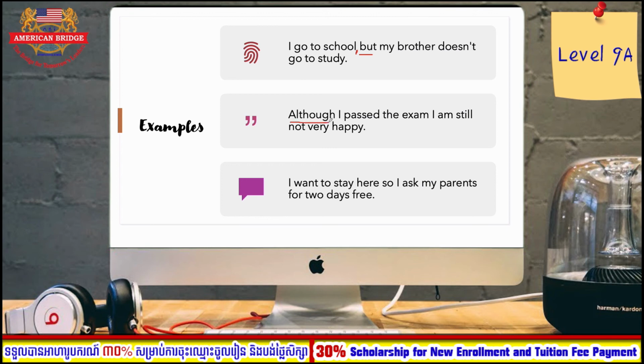Although I passed the exam, I am still not very happy. Here, the word although is a subordinating conjunction, and it comes at the beginning of the sentence. So this clause should end with a comma. Although I passed the exam is the dependent clause, and then you need to put a comma right here. I am still not very happy. Last but not least, I want to stay here, so I asked my parents for a 2-day break. The word so is a coordinating conjunction, and you need to use a comma right here.